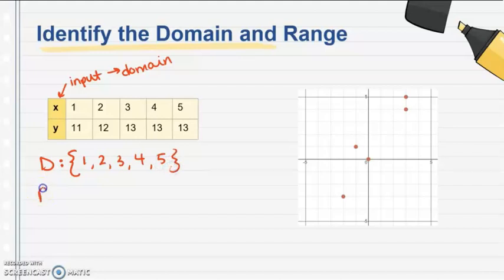bracket. The range is the same thing as our Y's. So this is the same thing as output, which is the same thing as our range, our Y values. So I'm going to list those out in set notation. Looks like an 11, and then a 12, and then a 13. Now the next one is a 13, and then a 13 again. And so I don't have to rewrite those. I can just write them one time. So there's my domain and my range.